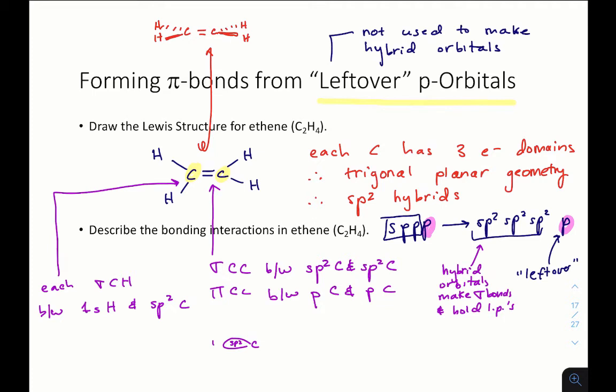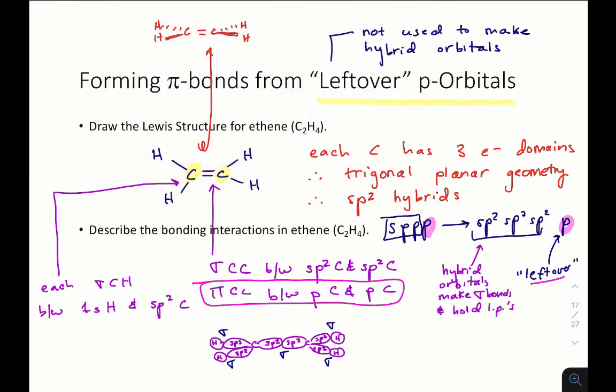I will ignore the little lobe of the sp2 orbitals. So now this one is coming out of the plane, making a bond to hydrogen. So here we've shown the 3 sigma bonds that can be made from the overlap of the hybrid orbitals. Then there's that leftover p orbital. It will make the pi bond.